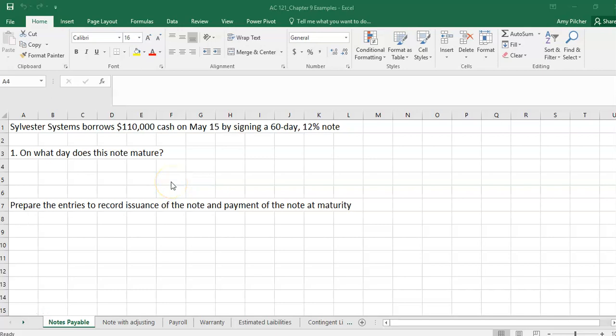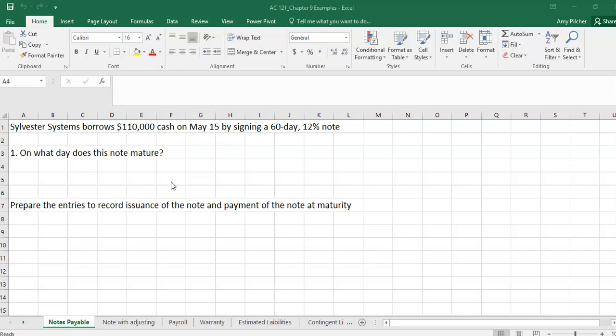Chapter 9, Examples for Principles of Accounting. In Chapter 9, we talk about current or short-term liabilities and the various short-term liabilities that a company might have to deal with. The first two examples we're going to look at are with short-term notes payable.